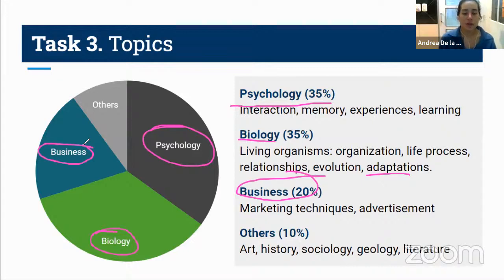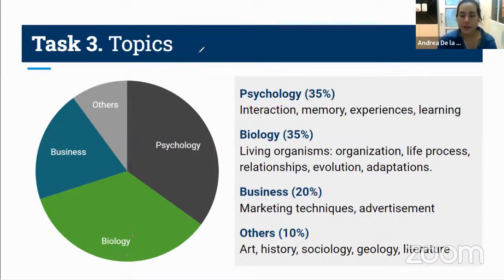Those are the ones that usually prevail when you don't have any of the three before. Okay. Now, why is this important? Why am I even saying this? The thing is, when you know the topics, you can be better prepared.